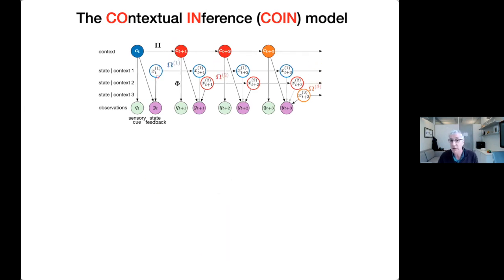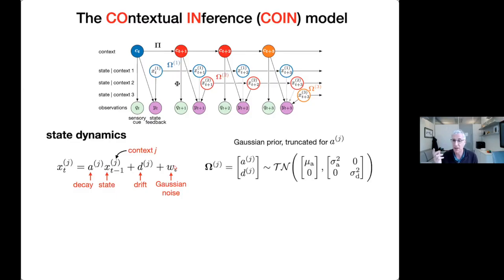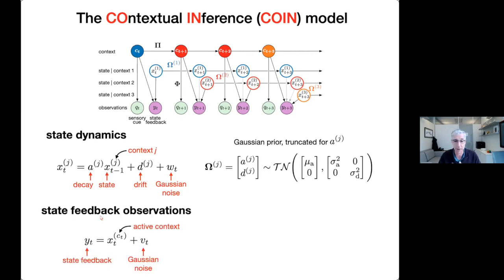We also need priors on this dynamical system, how the state evolves. We put the simplest thing we can: that the state of the jth context at time t decays away from the previous state, can have a drift parameter, and has noise. And we put sensible parameters on those. On the decay, we have a truncated Gaussian between 0 and 1, and on the drift, we have a Gaussian centered on 0. And actually, the drift is what allows us to have long-term memory. By learning a drift, effectively, the state can maintain memory over long periods of time. And finally, the state feedback you receive is the state of the active context plus Gaussian noise.